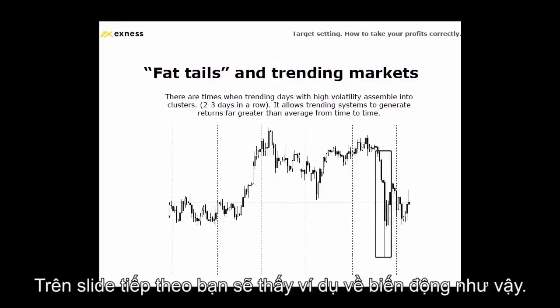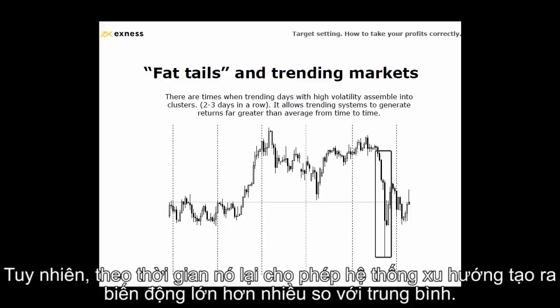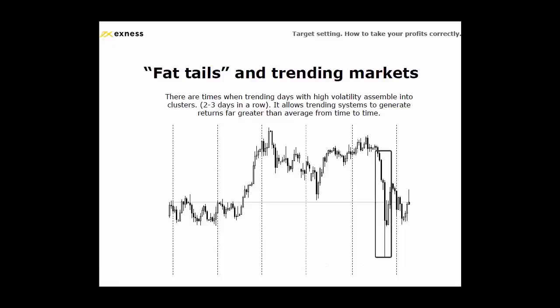On the next slide you see an example of such a shift in volatility. There are times when trending days with high volatility assemble into series, into clusters. It can be 2 or 3 days in a row or more, and it allows trending systems to generate returns far greater than average from time to time.